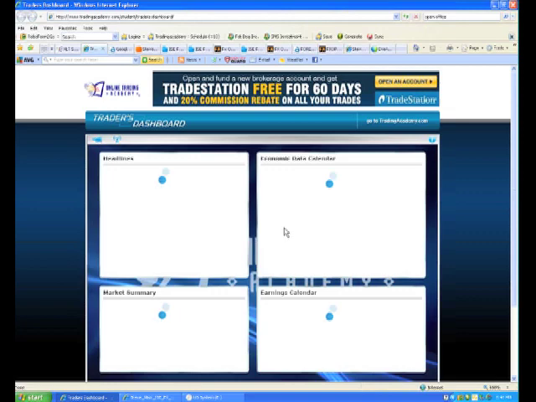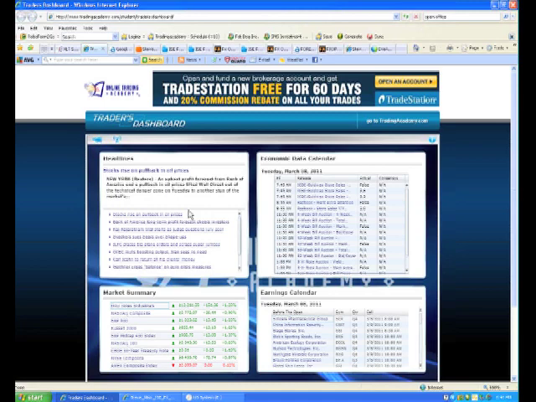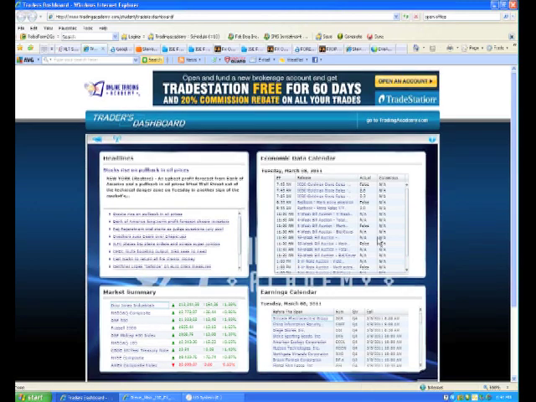It takes a little second to load, but here's where I can get my market summary, my headlines, my economic data, and my earnings calendar. All this information is in one place. That's how you start your day, to prepare your day for gathering information.